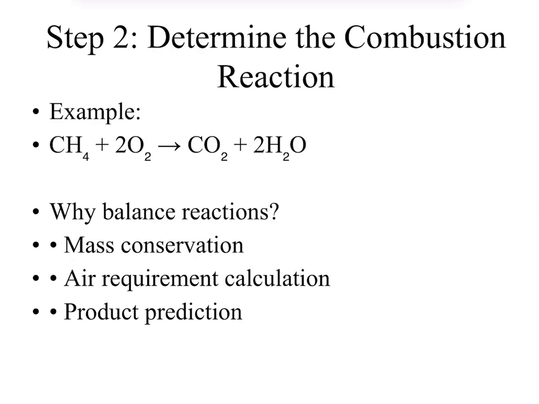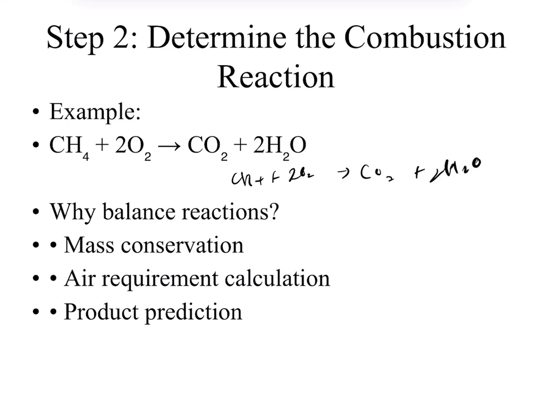The second step is, after selecting the fuel, engineers determine the balanced combustion equation. This allows us to calculate how much oxygen is required and what products will be produced. So the basic equation is CH4 plus 2 O2 equals CO2 plus 2 H2O, carbon dioxide and water.